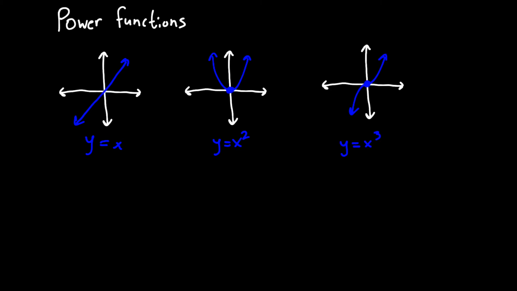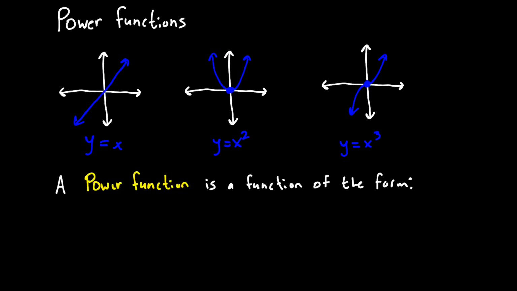For each of these types of graphs, if they contain the point (0, 0), then we call these types of functions power functions. We can also define a power function as follows: y is equal to kx^n, where k and n are real numbers, n is a positive integer, and we also call k the coefficient.